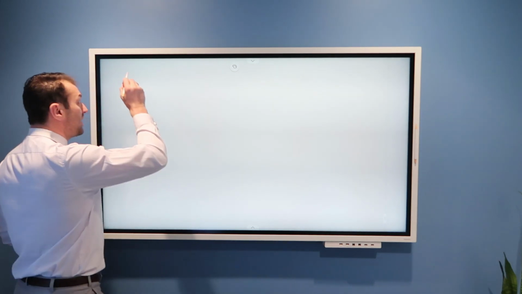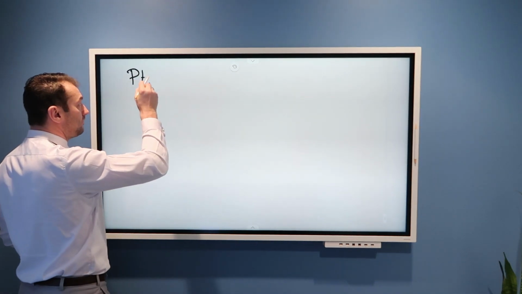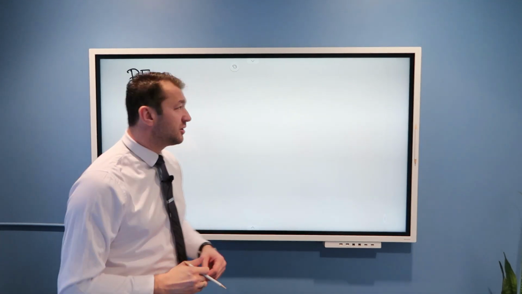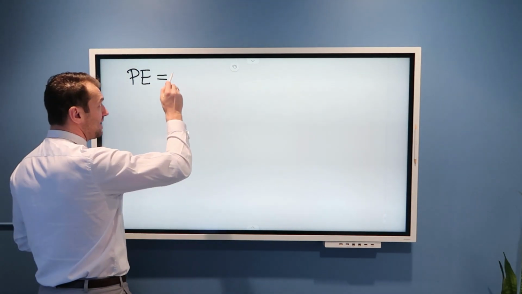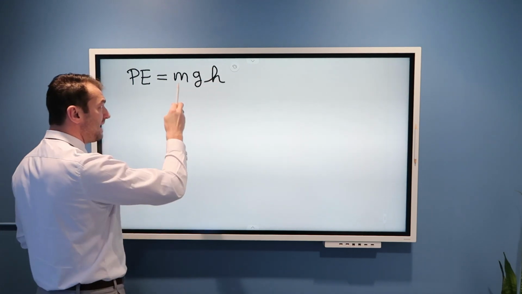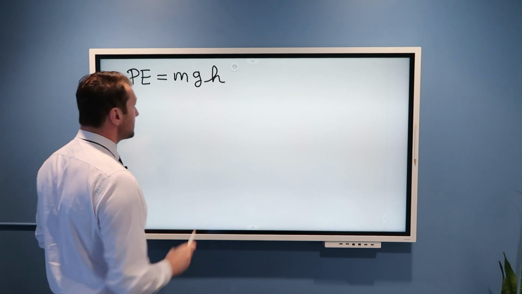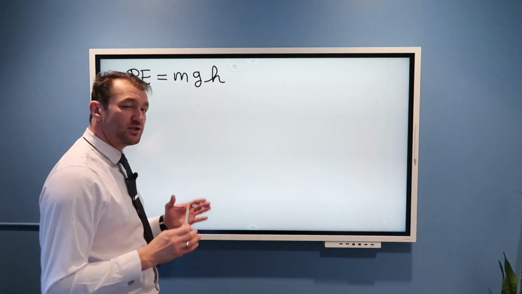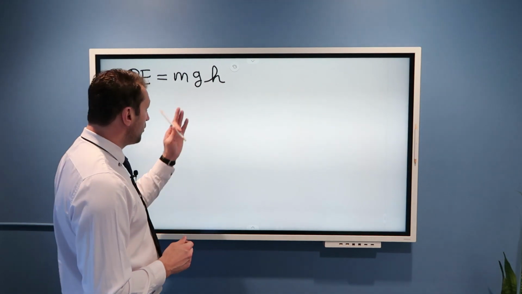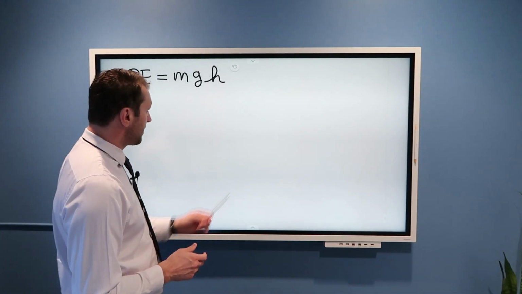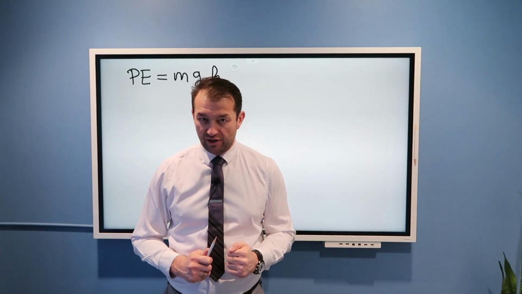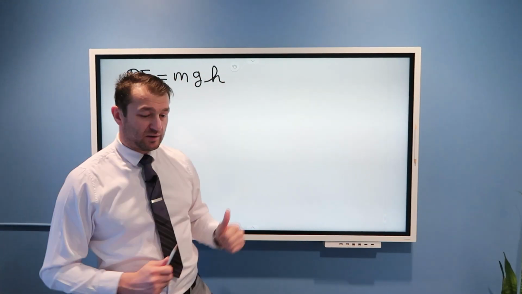We have potential energy, and that is energy of being in a gravitational field, defined as mgh. M is the mass of an object, g is gravitational acceleration, a constant that we already saw in one of my previous videos, 9.81 meters per second squared. And h is height above some reference level, which is a very important quantity here.